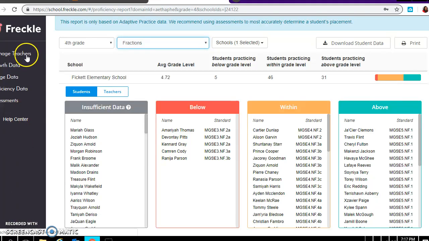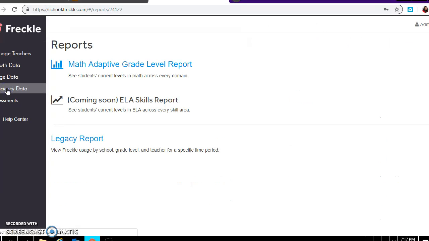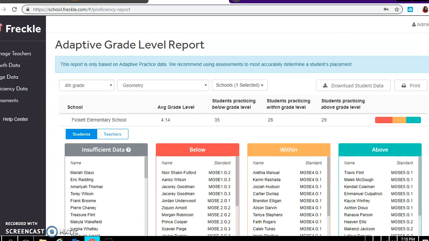Hey, Miss Grant, there are several ways that you can look at the students' data to see what they should be working on. Here's one report that I look at. I go to my Freckle School dashboard. On the left, you see managed teachers, growth data, usage data, proficiency data. I usually look at the proficiency data, the math adaptive grade report.